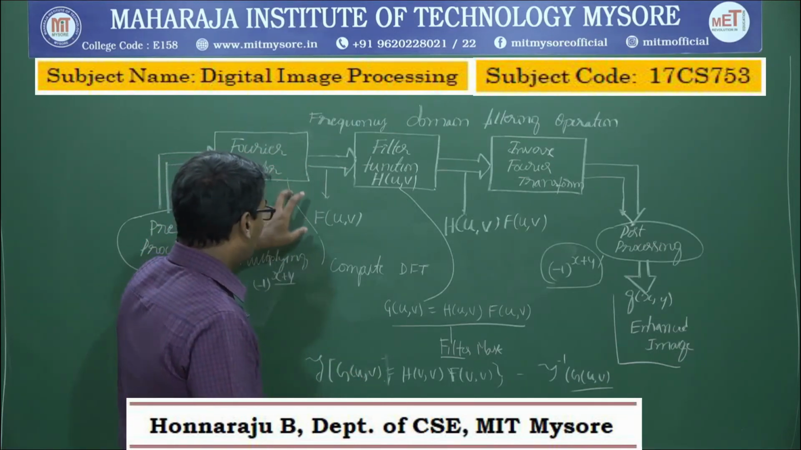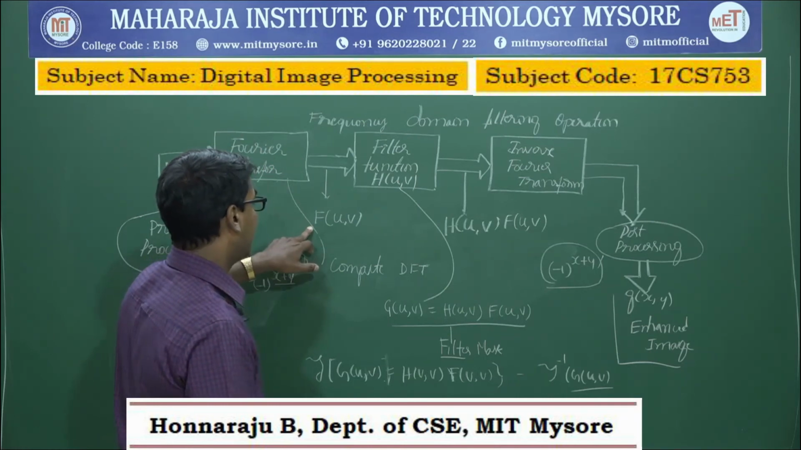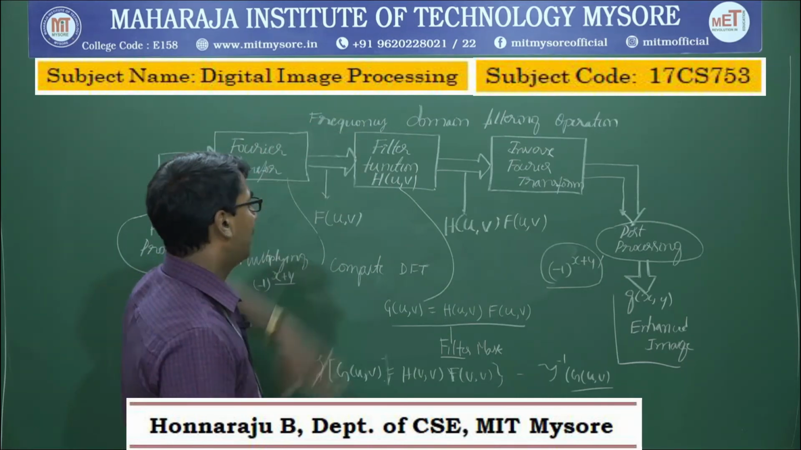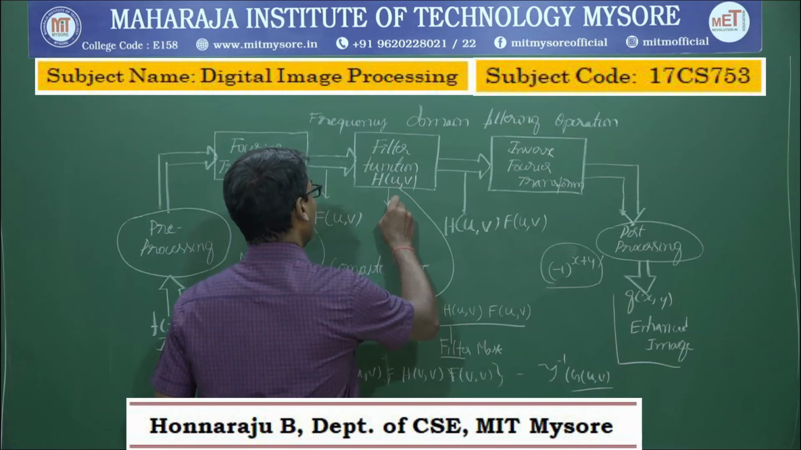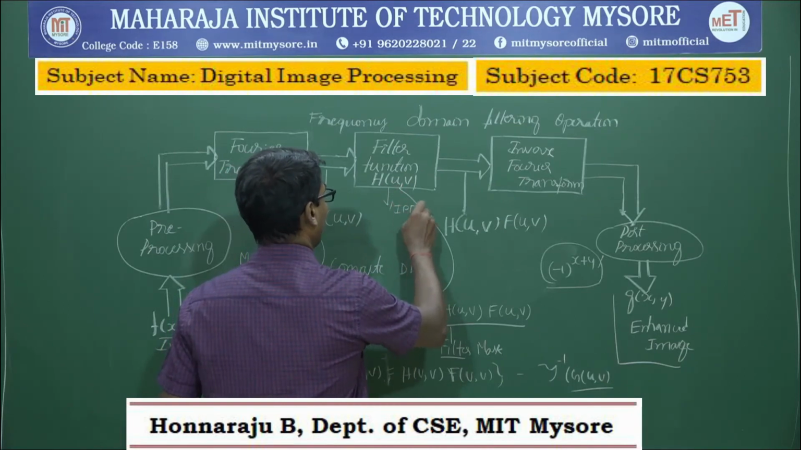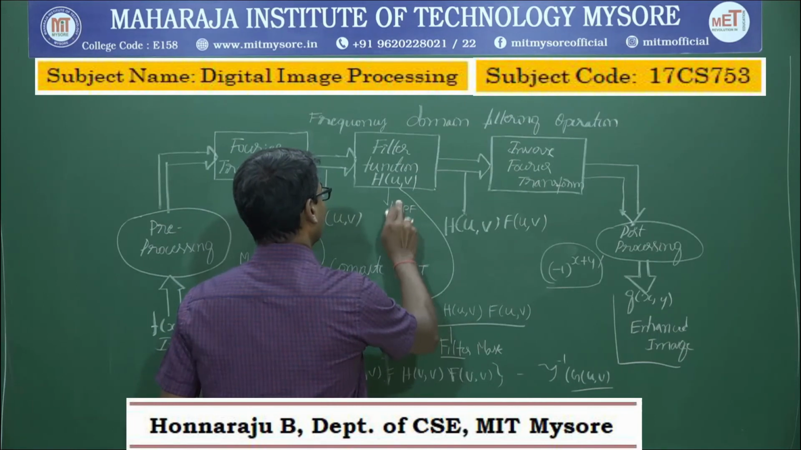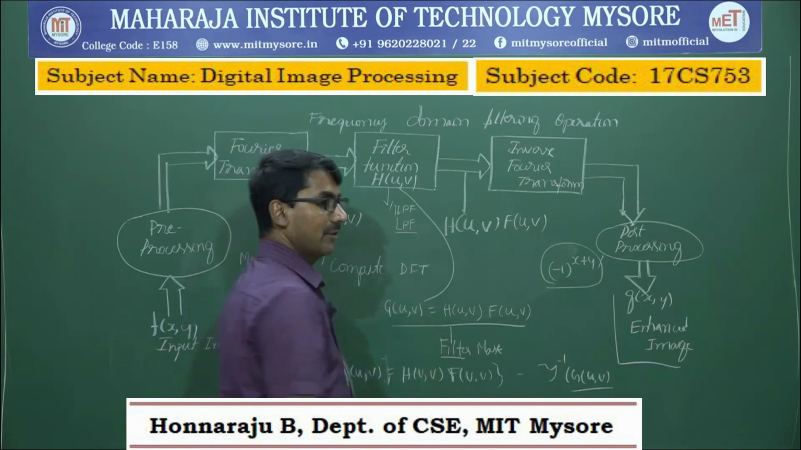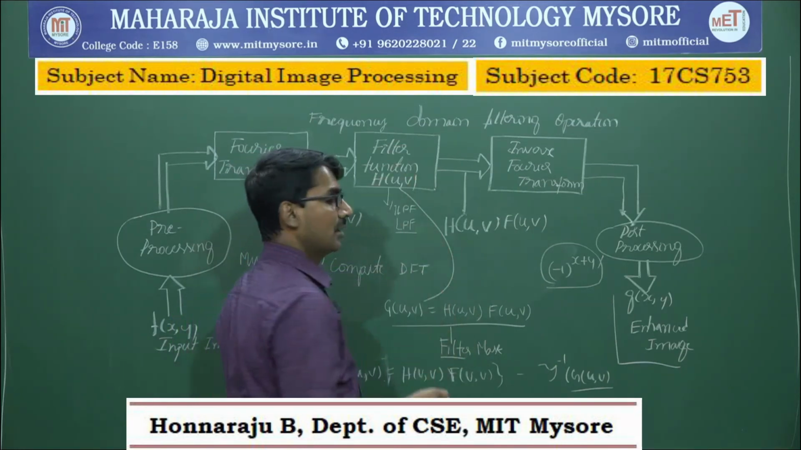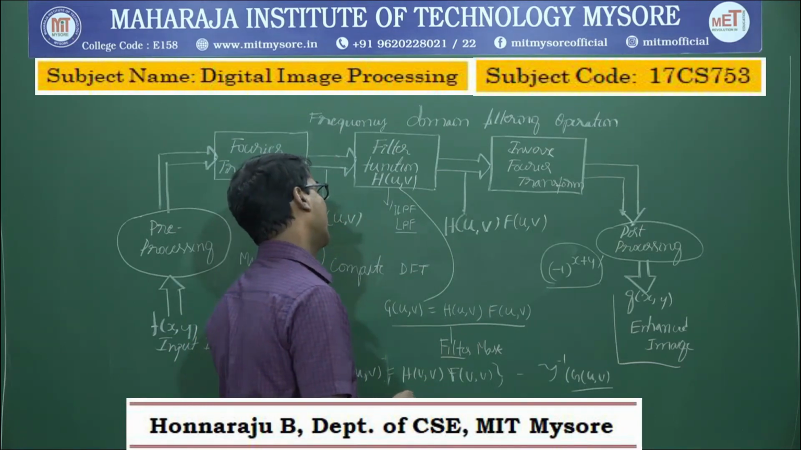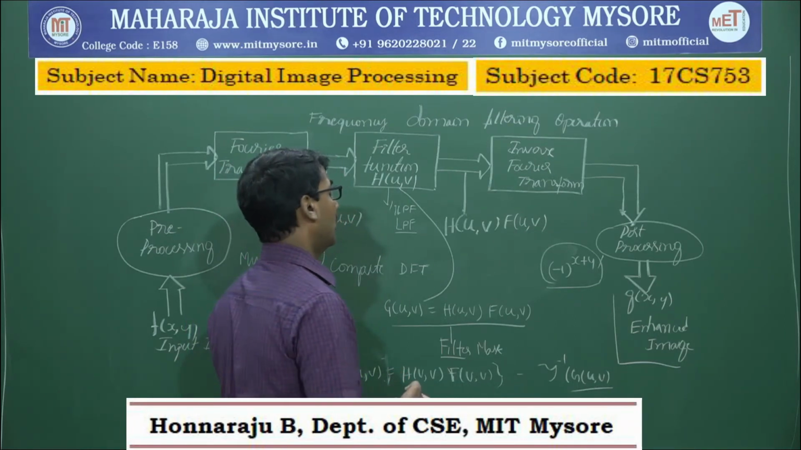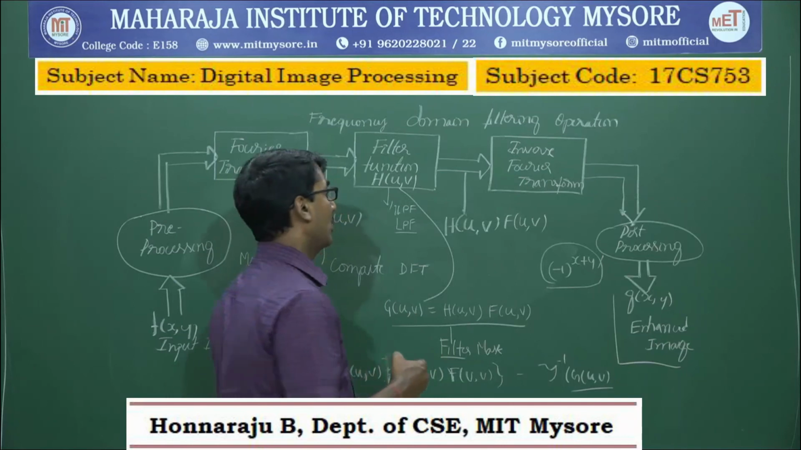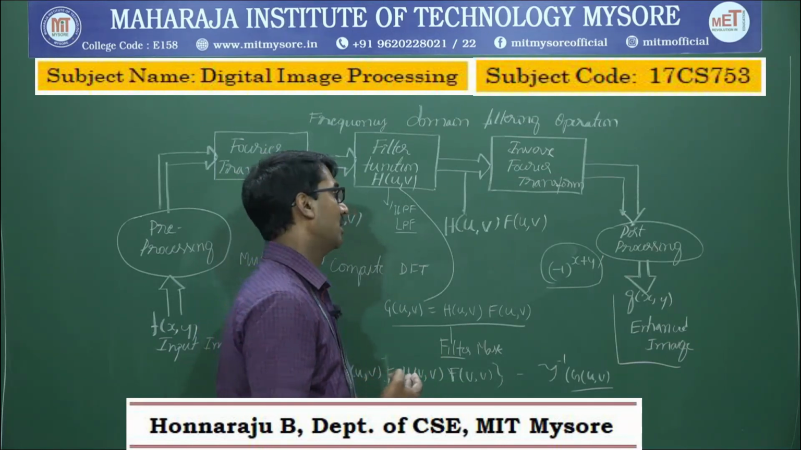Later, the output of the DFT is multiplied with H of u comma v to perform the filtering operation. The filtering operation may be a high pass filter or a low pass filter, depending upon H. In the frequency domain, low pass filtering is called smoothing, and high pass filtering is called sharpening. So low pass is smoothing and high pass is sharpening.